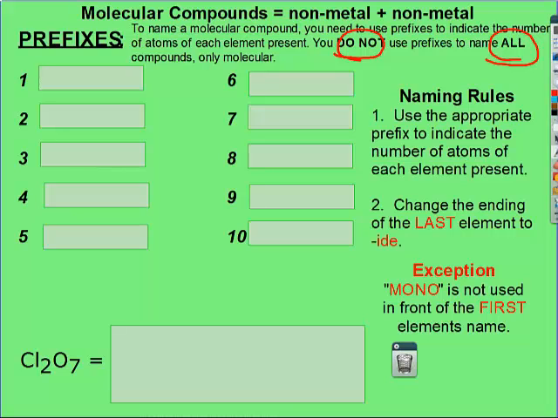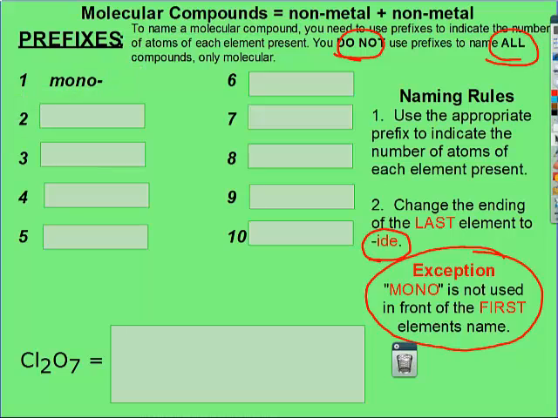You're going to use the appropriate prefix to indicate the number of atoms in each element present. Change the ending of the last element to IDE. Now we talked about that. You always change it to IDE when it's a nonmetal. But the big change is right here. This exception: mono, so you should write that in, is not used in the front of the first element's name. So if there's only one atom of the first element in the compound, you do not have to name it with a prefix. Let's just go on to the prefixes.